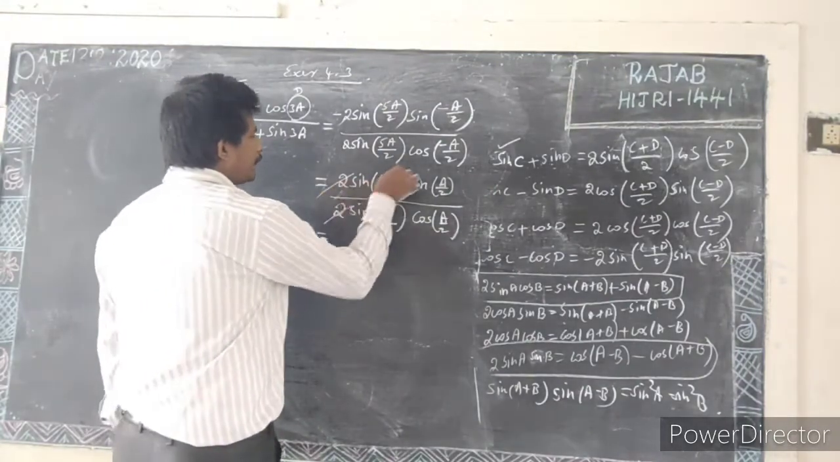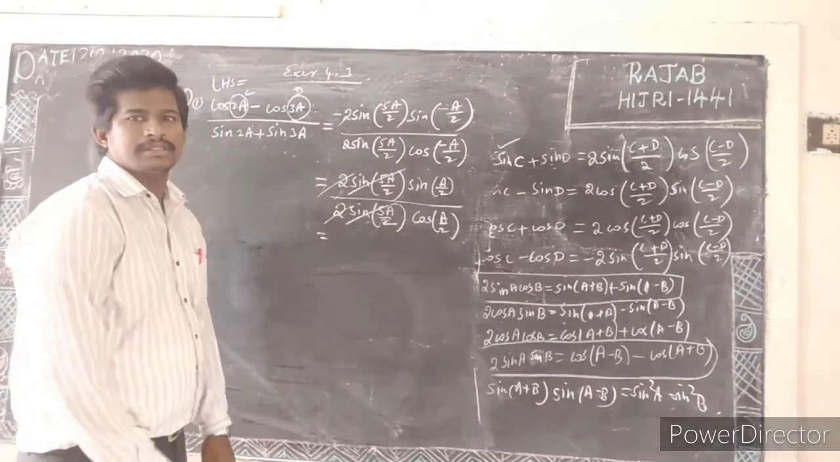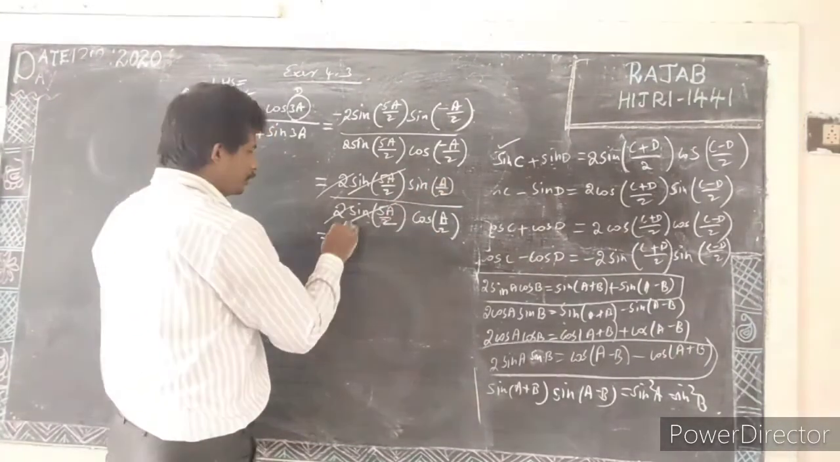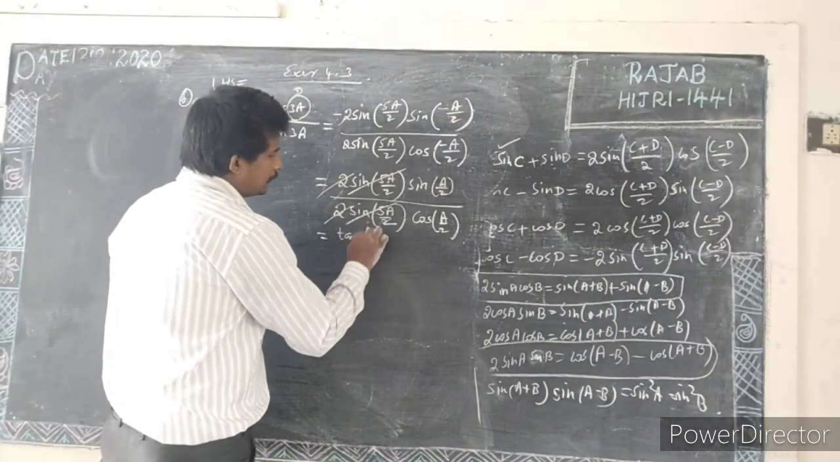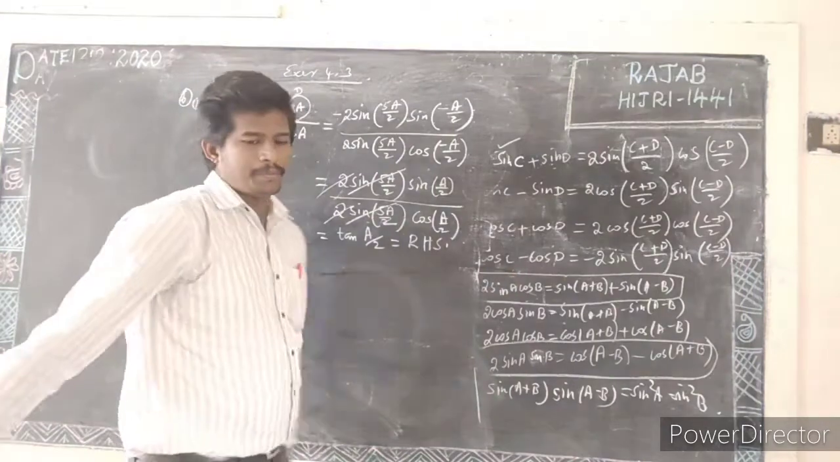See, 2 will get cancelled, sin 5a by 2, sin 5a by 2 will get cancelled. So what's the remaining? Sin a by 2 by cos a by 2 can be written as tan a by 2, which is our required RHS. Hence we have proved that.